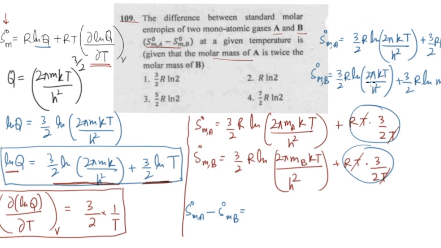I'm just taking out this mA and mB because we just need that. The rest of the things are constant. This is also constant, this is also constant. So when you subtract, they will also get cancelled out. What will be left out is just 3 by 2 R ln mA minus 3 by 2 R ln mB. That is the only thing which will be left out.